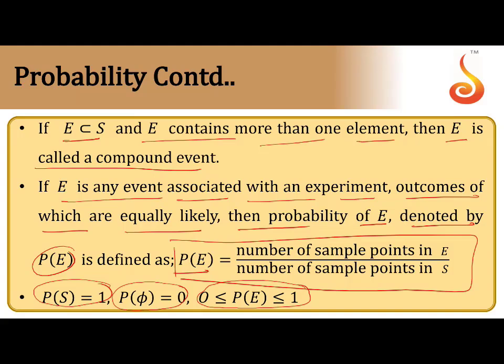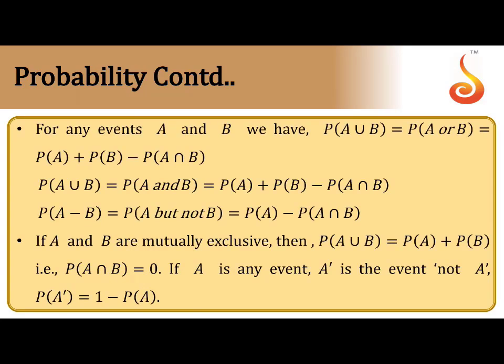The probability of any event always lies between 0 and 1. That condition is important for us. Next, there is a formula for the addition theorem. P of A union B equals P of A plus P of B minus P of A intersection B.